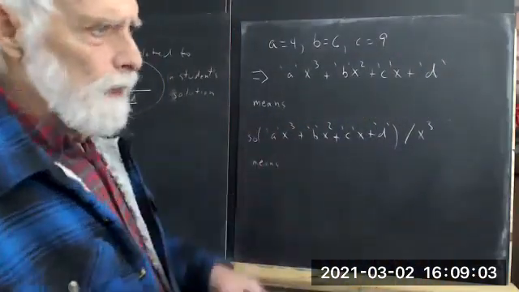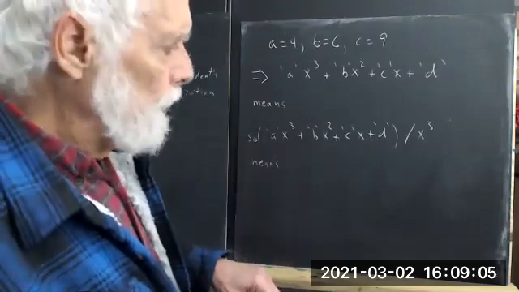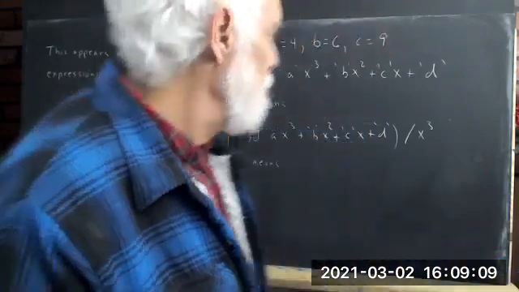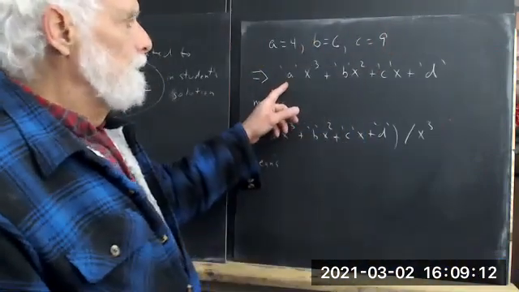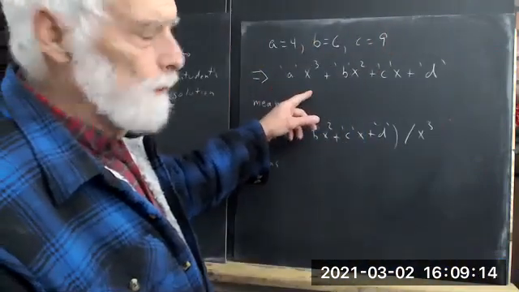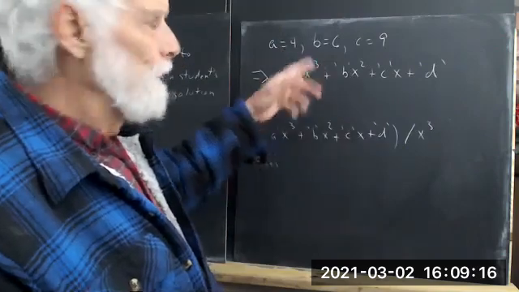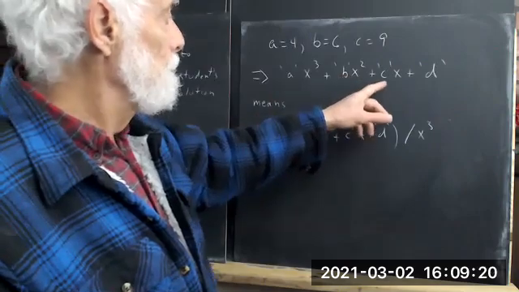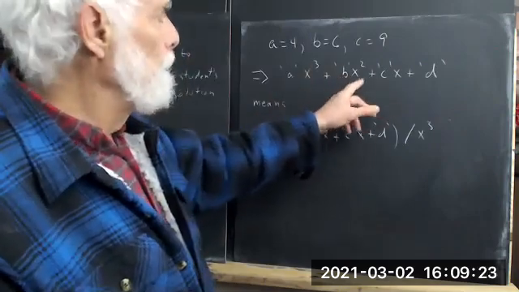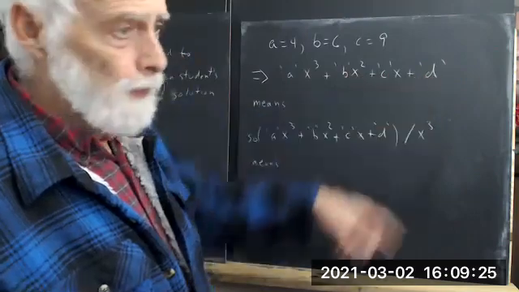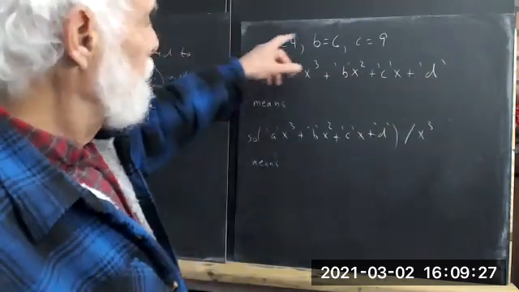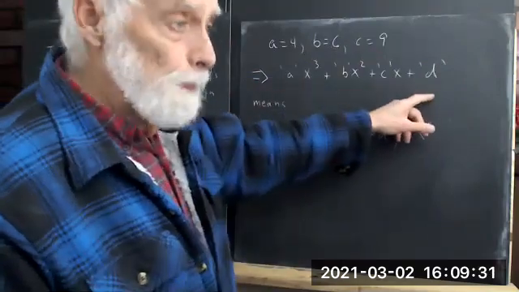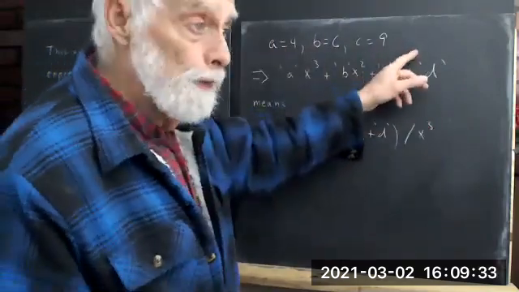Questions a student had on a homework assignment. We had the expression a x squared, and I'm just going to call that variable a, x cubed plus variable b x squared plus variable c x plus variable d, where a is 4, b is 6, c is 9. Well, then what does this mean for these values of a, b, and c?